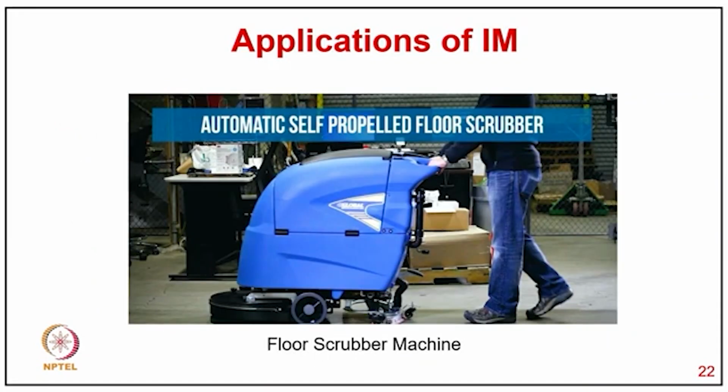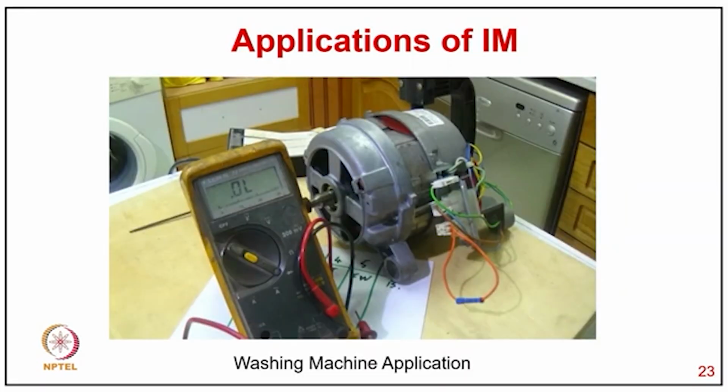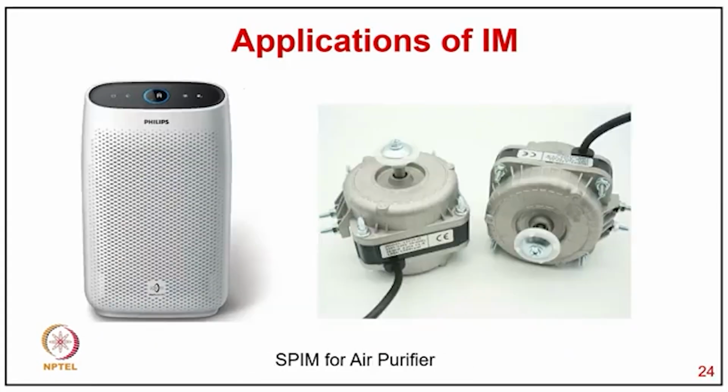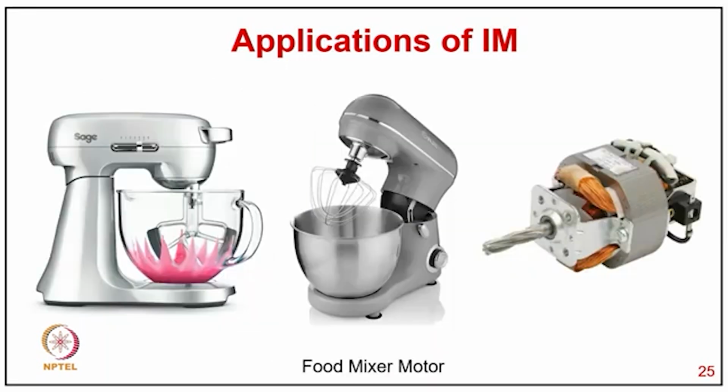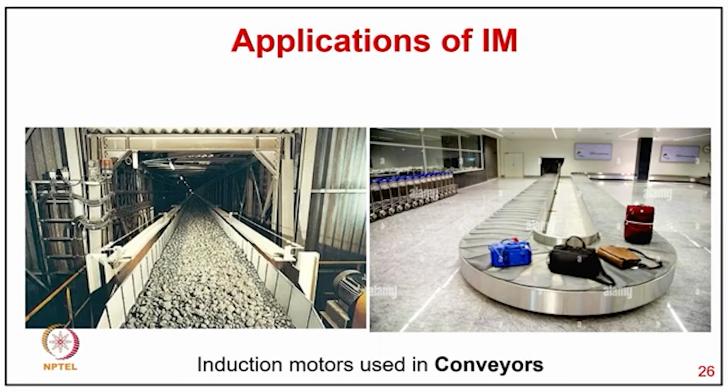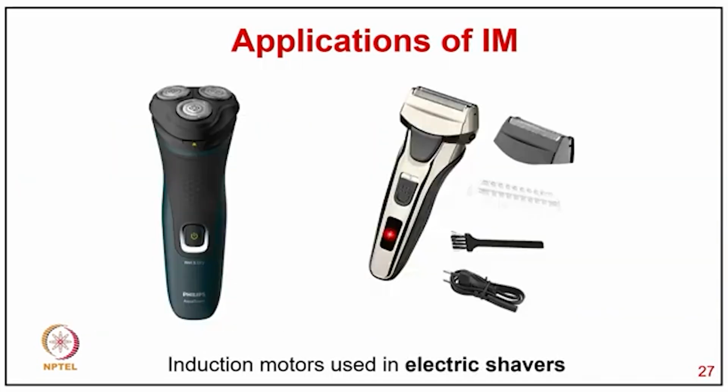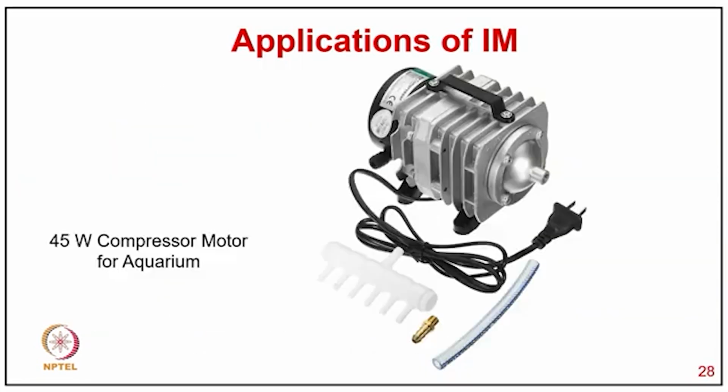Then we have a floor scrubber machine for cleaning, and for that we also typically use a single phase induction motor. Normally all houses or buildings have single phase supply, so this motor also runs on single phase. Then we have of course the washing machine motor, which also normally runs on single phase. Then a single phase motor for an air purifier, of course the food mixer, and then an induction motor normally used in conveyors. Then an induction motor used in an electric shaver.